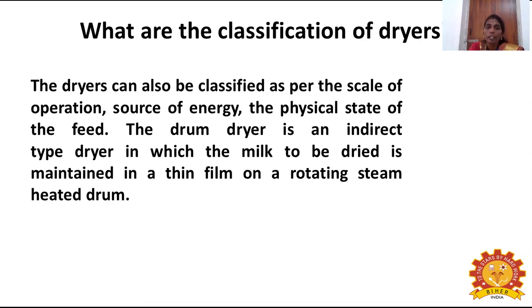The drum dryer is an indirect type dryer in which the milk to be dried is maintained in a thin film on a rotating steam heated drum.